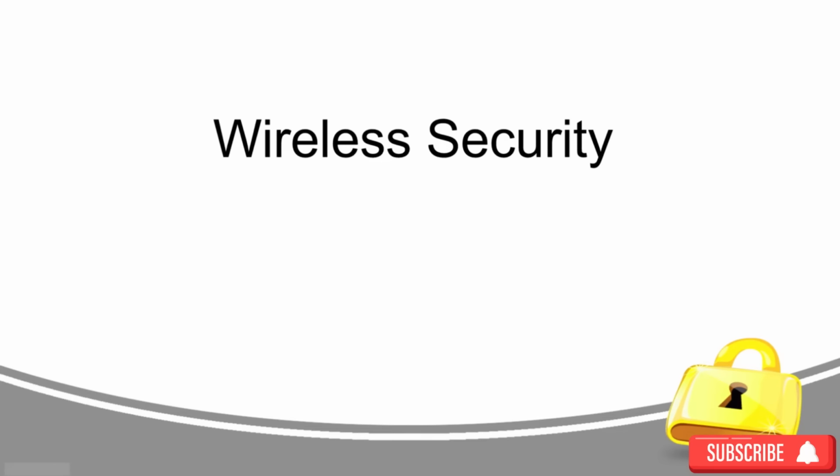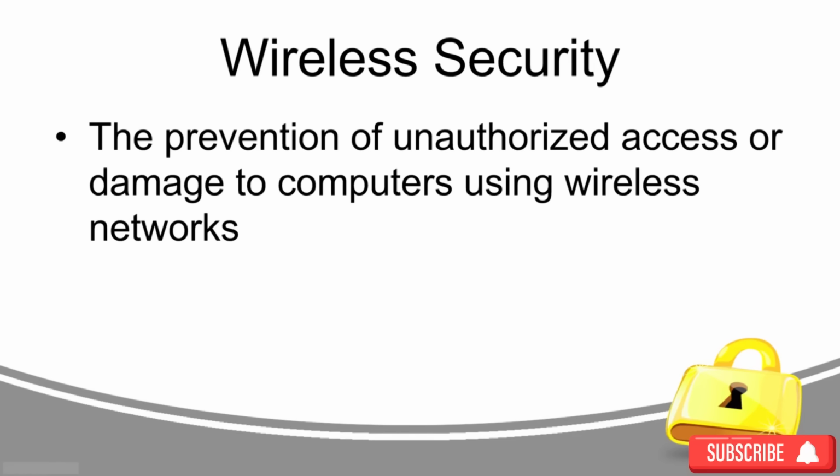So let's take a brief look at wireless security. Now, wireless security obviously is the prevention of unauthorized access or damage to computers using wireless networks. And these days, most of our connections tend to be wireless, whether it's our internet connectivity at the office, maybe it's how we connect to the internet via our phone and mobile devices at home. Most of the connections are wireless.